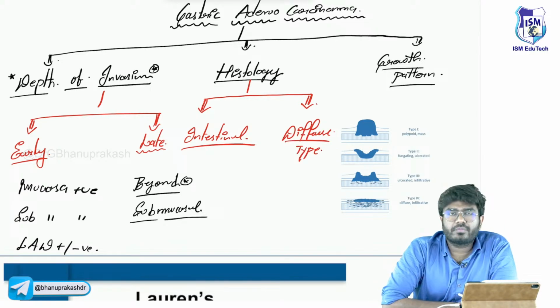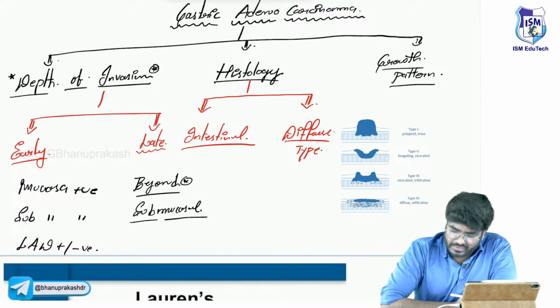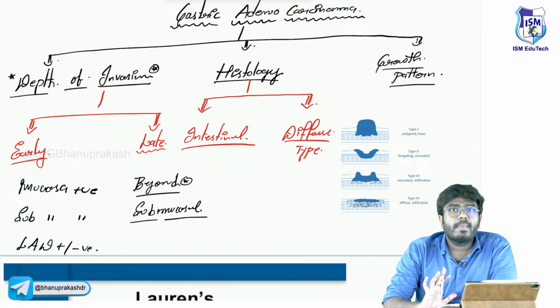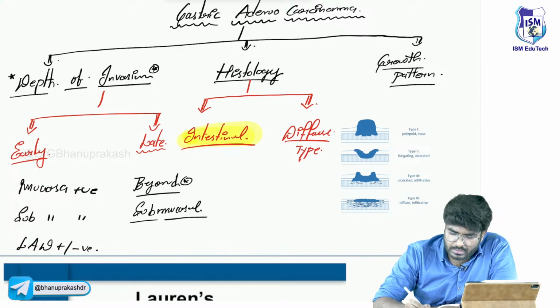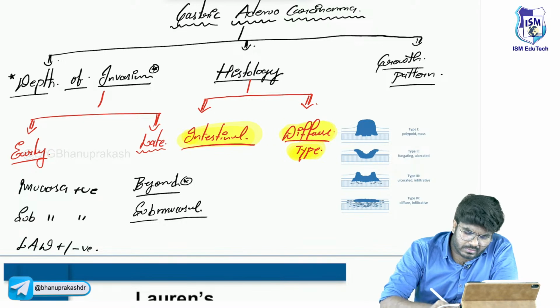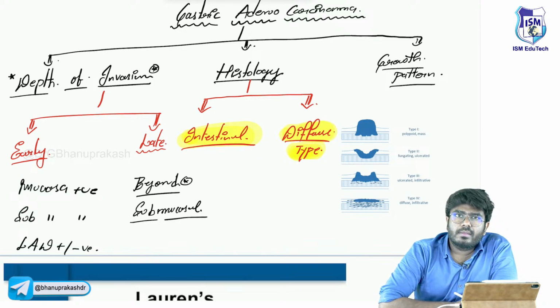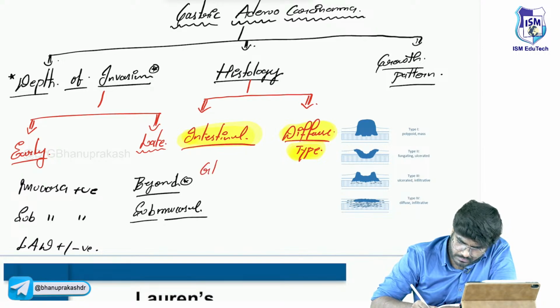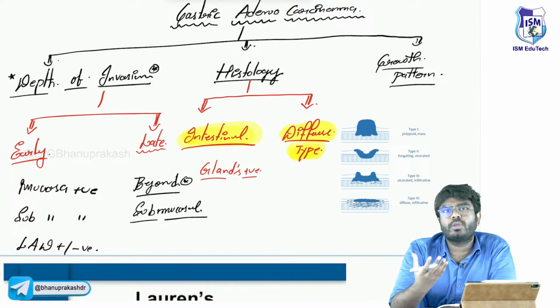Okay, intestinal type and the diffuse type. So what exactly is the difference between the intestinal type and diffuse type? Same gastric adenocarcinoma, based on the histology, it's of two types: intestinal and diffuse. In intestinal type, there is presence of glands. Okay, the glands are going to be positive. The glands are there in this cancer that's growing.